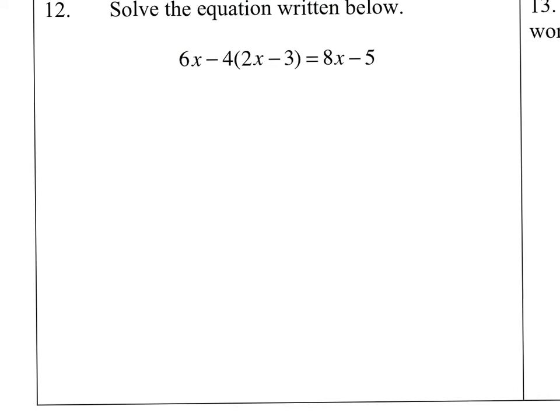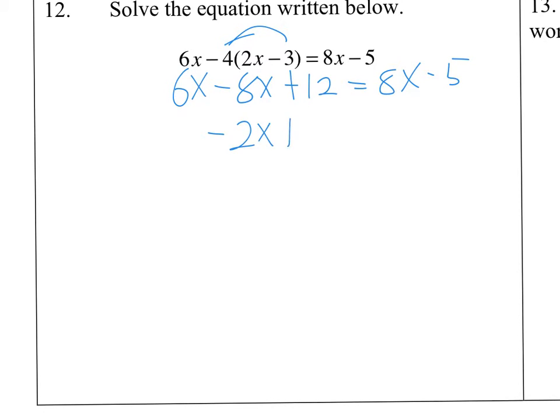For our first extension problem, we have to solve the equation written below. I'm going to distribute first. I get negative 8x and plus 12. 6x, 8x minus 5. 6x minus 8x is negative 2x. Plus 12 is equal to 8x minus 5.